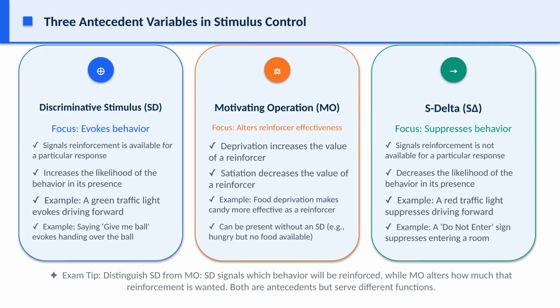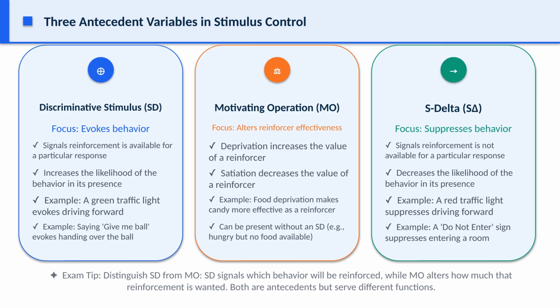The S-delta signals that reinforcement is not available, suppressing the behavior, like a red light stopping your car or a do not enter sign preventing entry. On the exam, you'll need to distinguish these variables in applied scenarios, recognizing how they jointly shape stimulus control and guide intervention design.